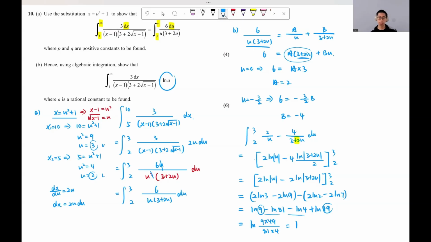So therefore, it's just ln of 49 over 6. So A is just 49 over 6, which is a rational number. A rational number is just a number which can be written as a fraction. So that will be our final answer.